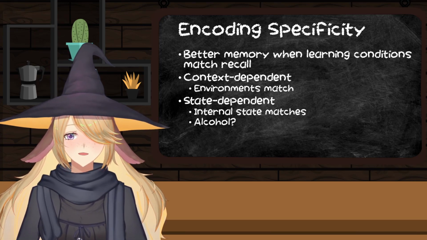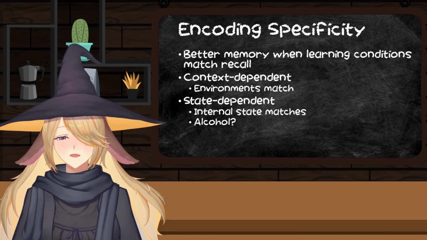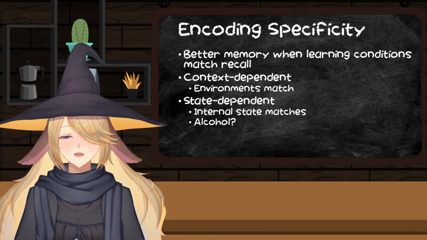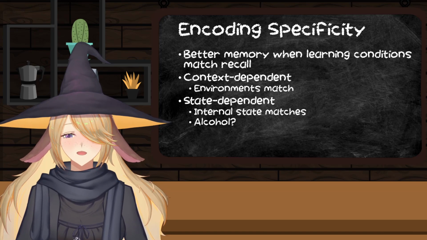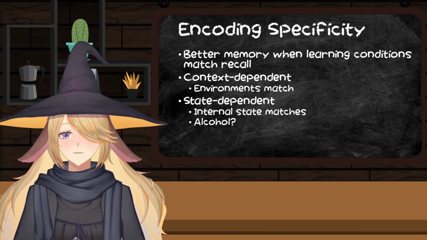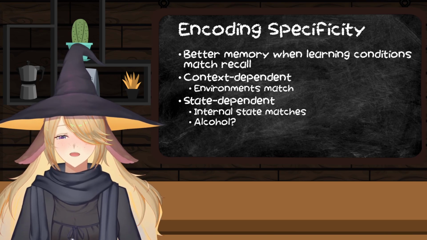When our internal and external states tend to match, we tend to have an easier time remembering things. If you were hungry when you learned info, you might recall it more easily when you're hungry because we make associations between that information and how we were feeling.